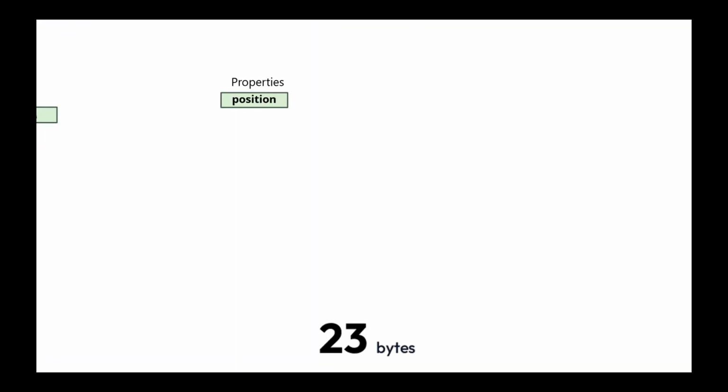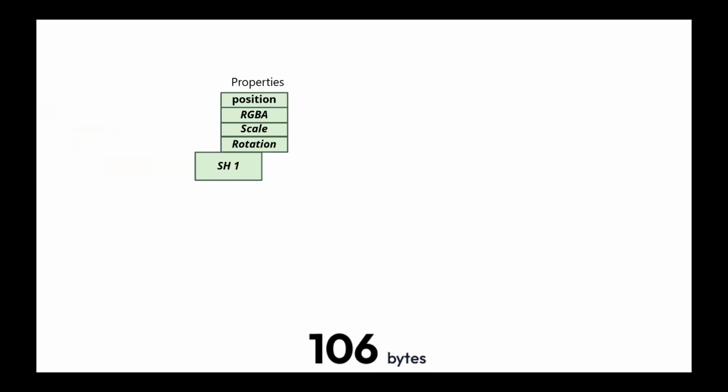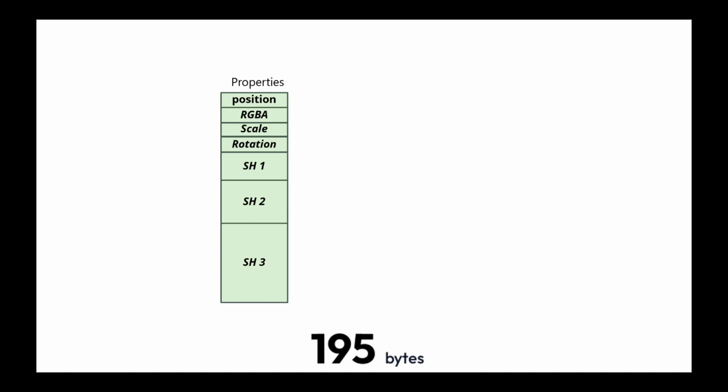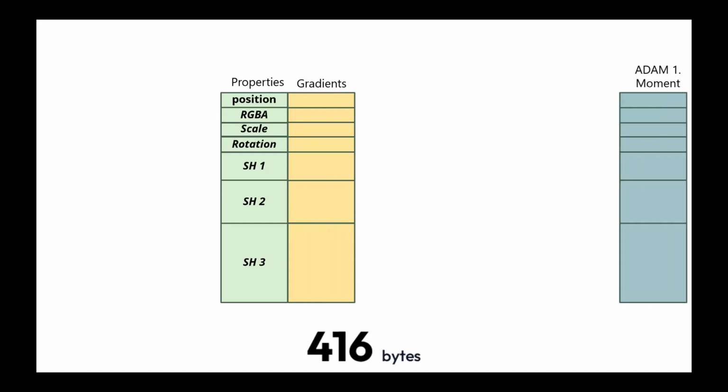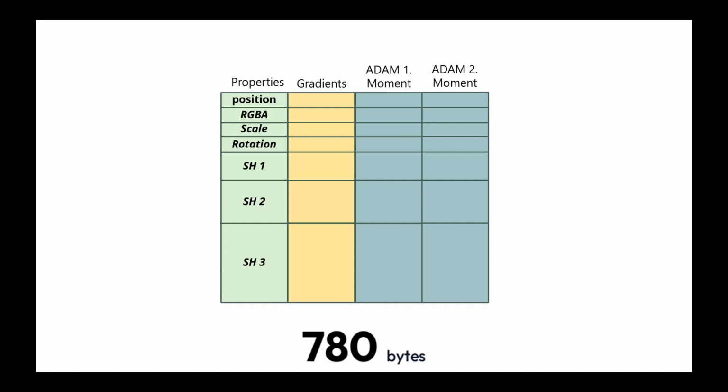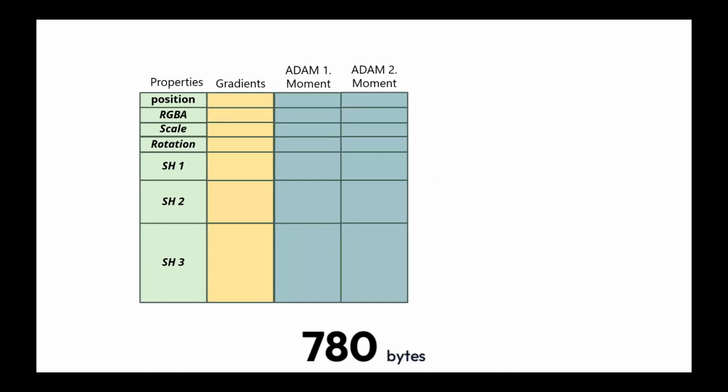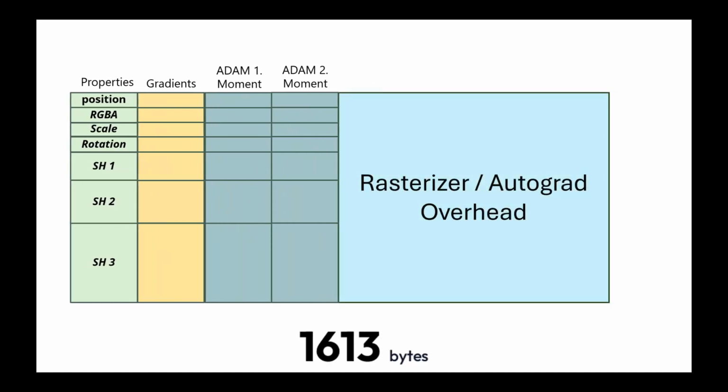Of course, we need to store position, color, and covariances for all of the Gaussians, as well as spherical harmonics coefficients for view-dependent color. Then each of those properties needs a gradient during training and also additional Adam optimizer parameters. Finally, with the overhead from rasterization and autograd, we come to almost 2 kilobytes for just a single primitive.